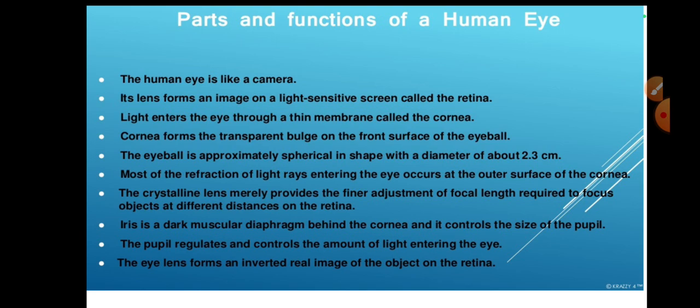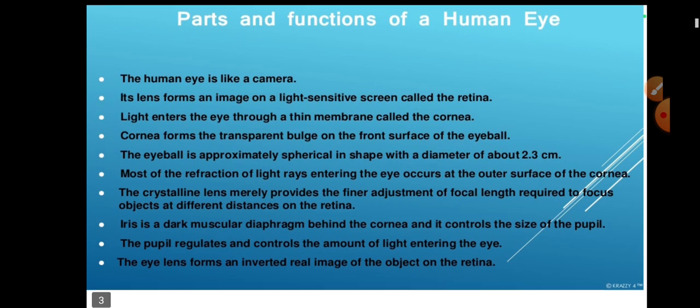The eyeball is approximately spherical in shape with a diameter of about 2.3 centimeter. Most of the refraction of light rays entering the eye occurs at the outer surface of the cornea. The crystalline lens merely provides the finer adjustment of focal length required to focus objects at different distances on the retina. Iris is a dark muscular diaphragm behind the cornea, and it controls the size of the pupil. The pupil regulates the amount of light entering the eye.